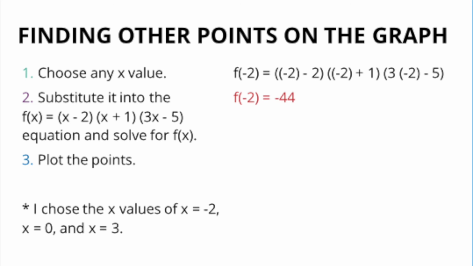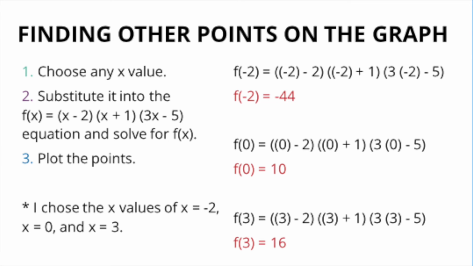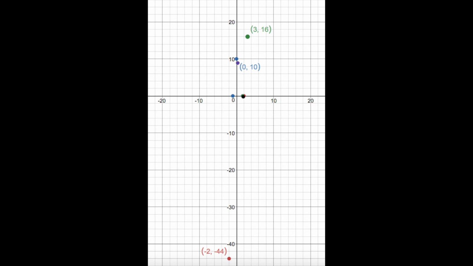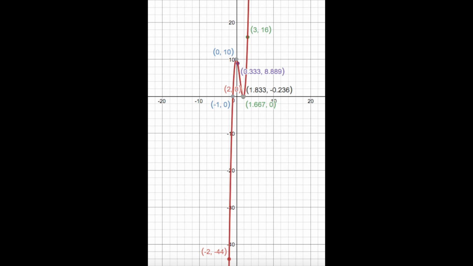Similar to finding the turning points, you want to substitute one of the values into f of x equals x minus 2 times x plus 1 times 3x minus 5 and solve for f of x. Here I substituted in the value of negative 2. I evaluated it and found f of negative 2 is negative 44. I repeated this process with the other x values and found that f of 0 equals 10 and f of 3 equals 16. Therefore, my points are (negative 2, negative 44), (0, 10), and (3, 16). I plotted those points as shown in the graph here. Finally, you want to connect your points from left to right, and your final graph should look just like this.